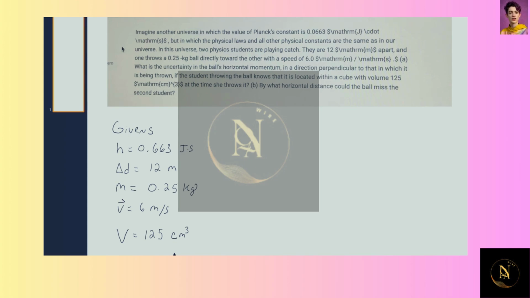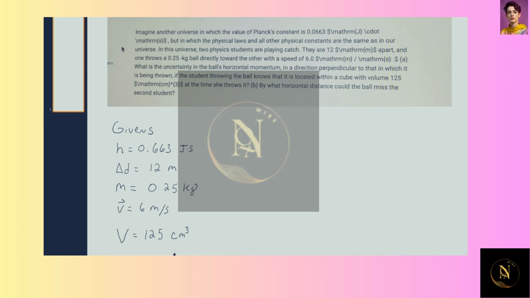Today we're going to take a look at a quantum mechanics style problem, algebra-based. This one deals with the Heisenberg uncertainty principle. The gist of the problem is that we are to imagine that we are in another universe where Planck's constant is a far larger number at 0.663 joule seconds, and there we've got two students having a catch with a ball.